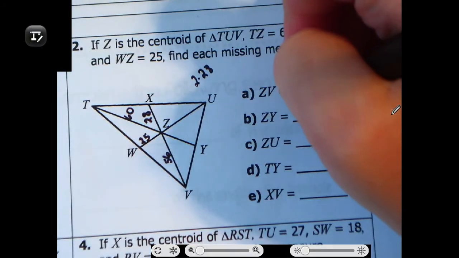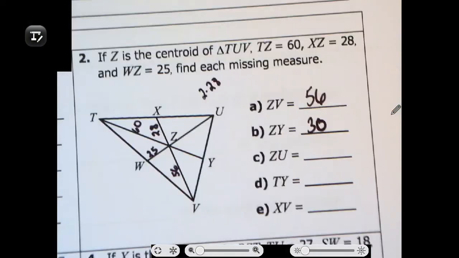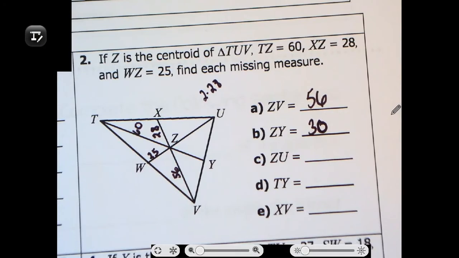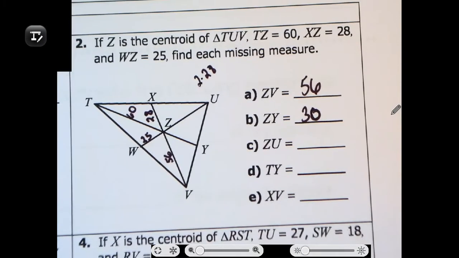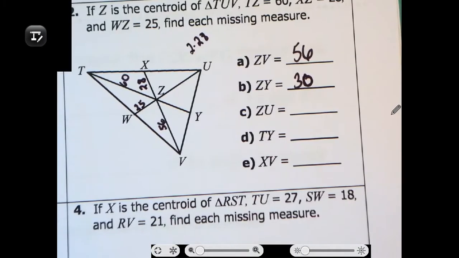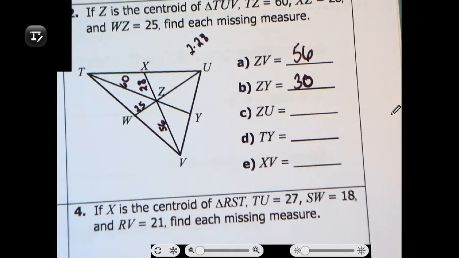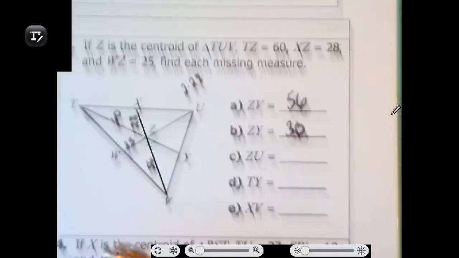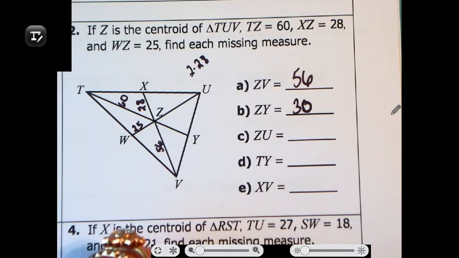That's a 0, not a 6. 30. Okay. So again, the longer part is double the shorter part. So let's apply that again. So if you kind of get that, then you can kind of figure out what the other ones are.